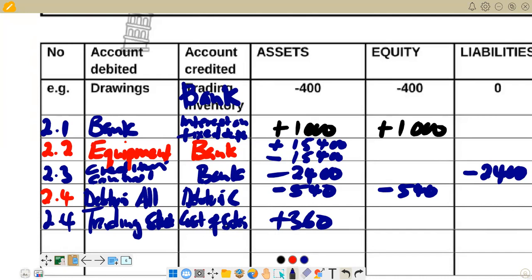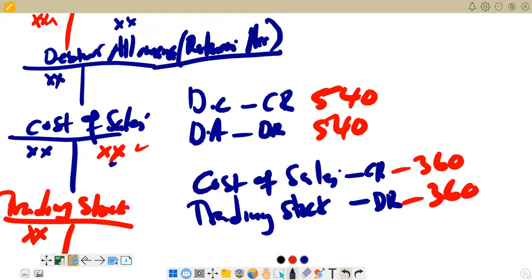So when we credit the cost of sales, we are reducing the figure for cost of sales. And when we reduce the figure for cost of sales, it means our figure for net profit is going to increase at the end. So when our net profit increases, it means our equity also increases, so you have a plus 360 here again. So this is what we have in terms of 2.4. We can go back there and check the next question.